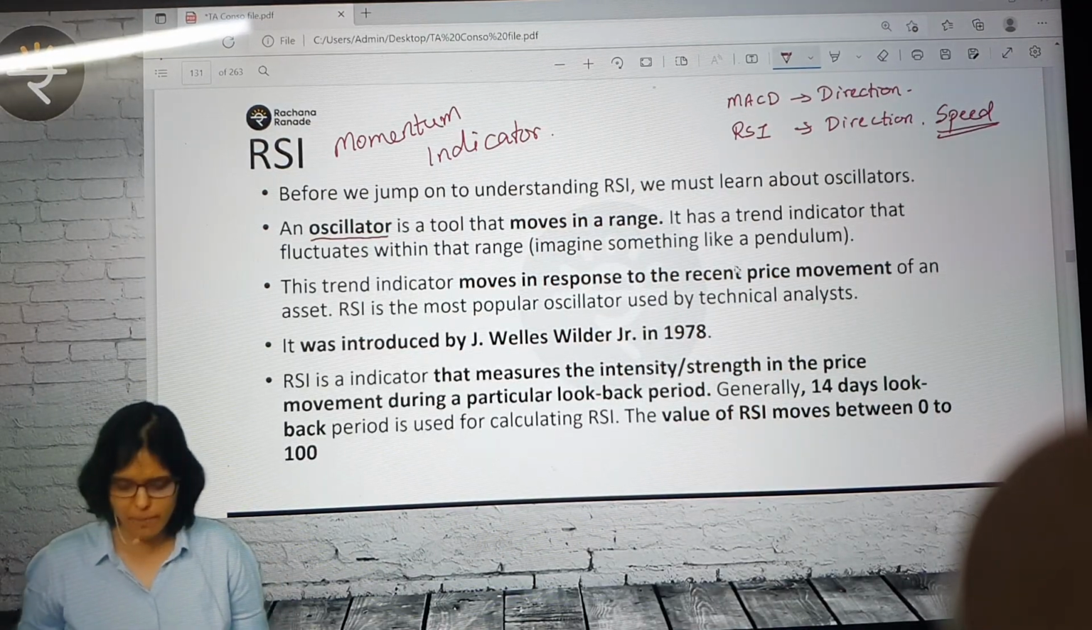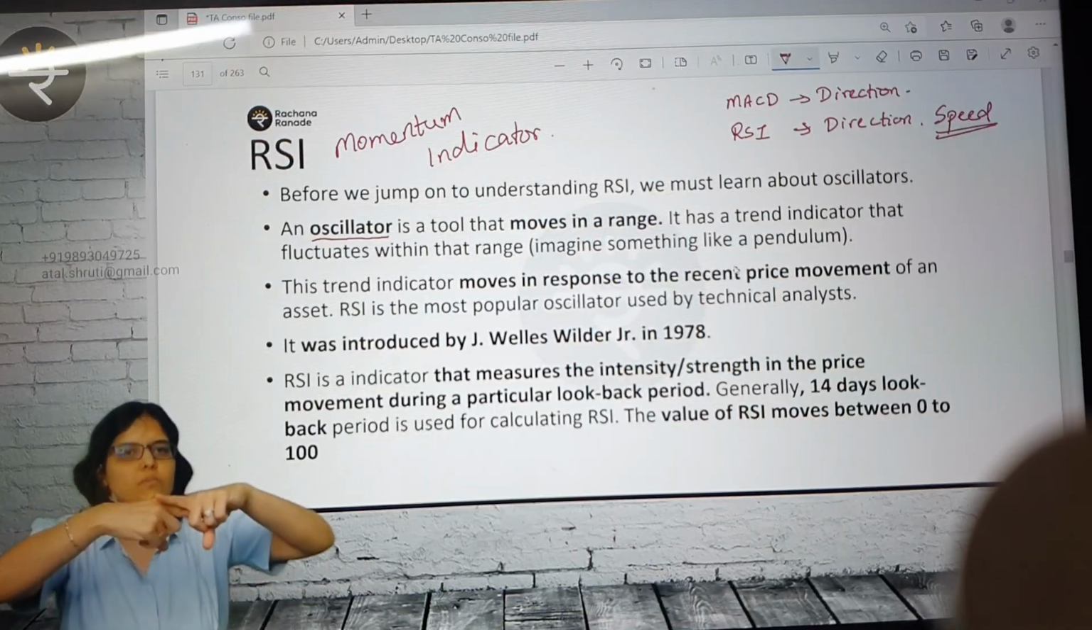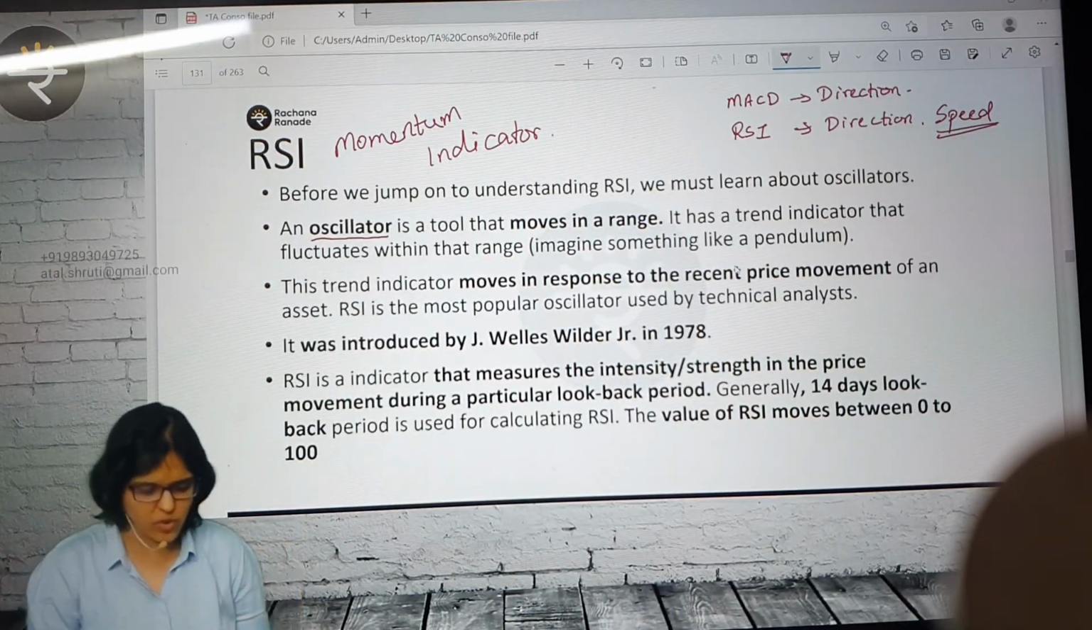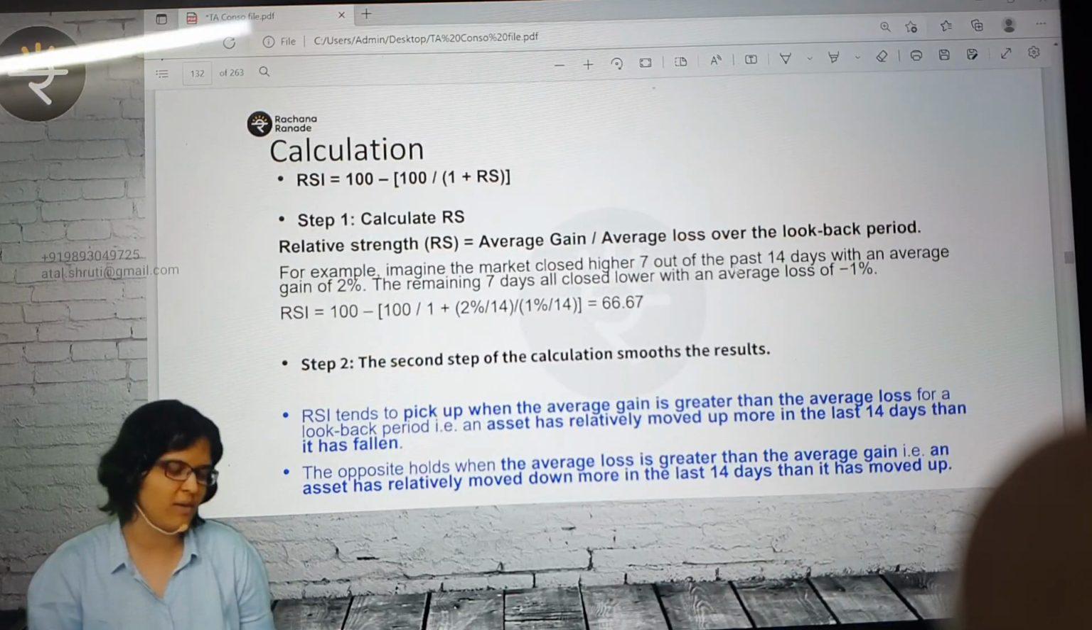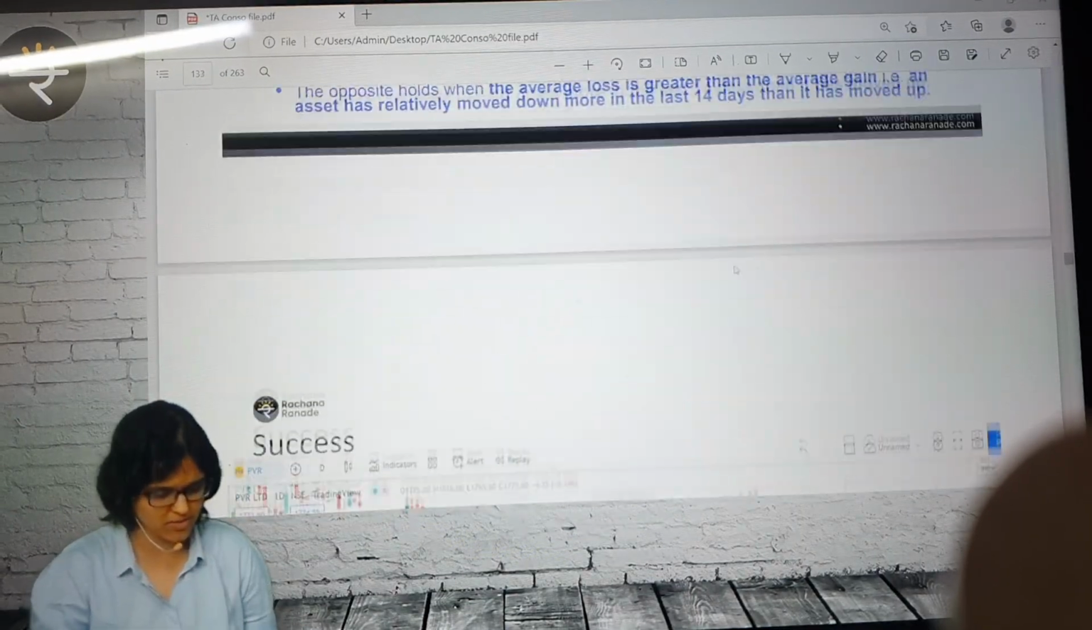Okay? Now typically what happens is that RSI, as I mentioned, is like a pendulum. And as per the old theory, it will go between the range of 0 to 100. Agreed. Okay, that's a pendulum. But then we are not interested in calculation. I hope 100 minus 100 divided by 1. You want to answer? Thank you.